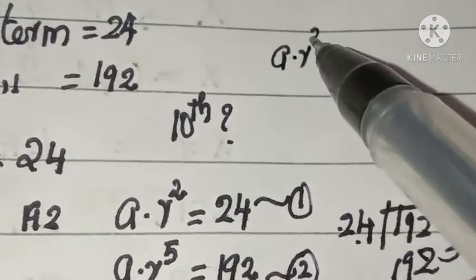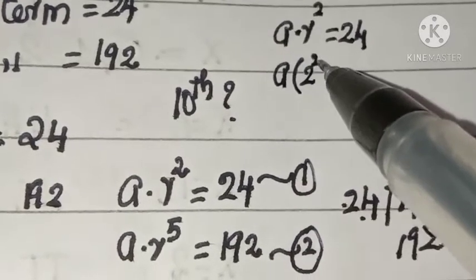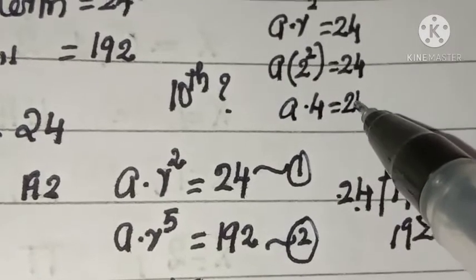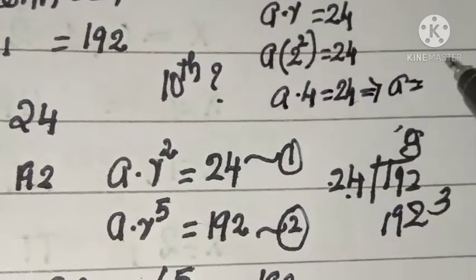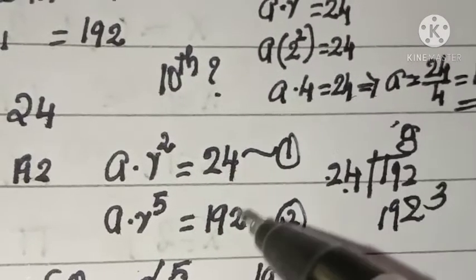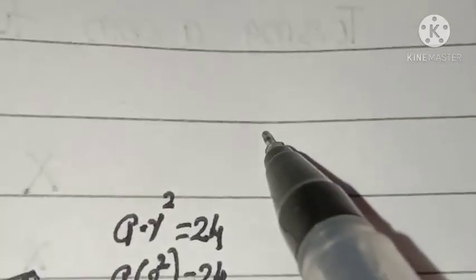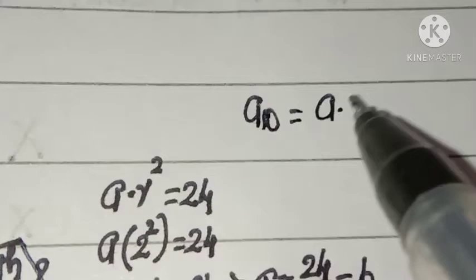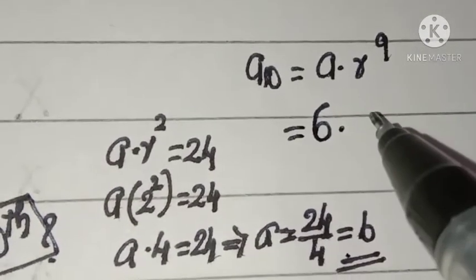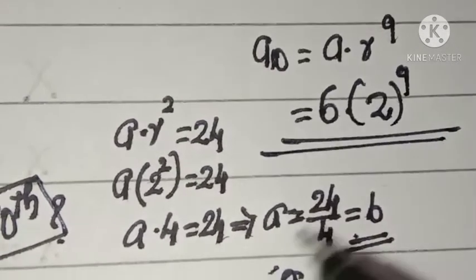If the common ratio is equal to 2, then find A. So A into 2 square equal to 24, or A into 4 equal to 24, which implies A is equal to 24 by 4, equal to 6. See, only simplification is here. Now what is the 10th term? The 10th term can be written as A into r raised to 9. What is A? A is 6. What is r? r is 2. So 6 into 2 raised to 9.